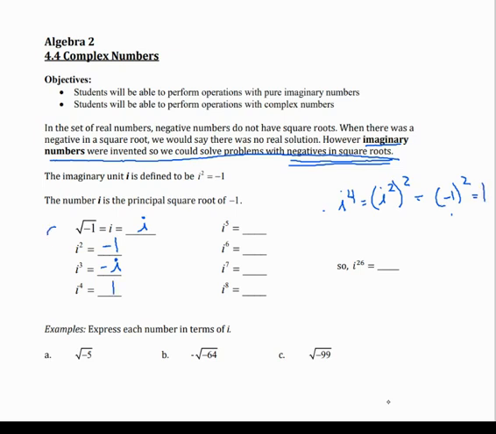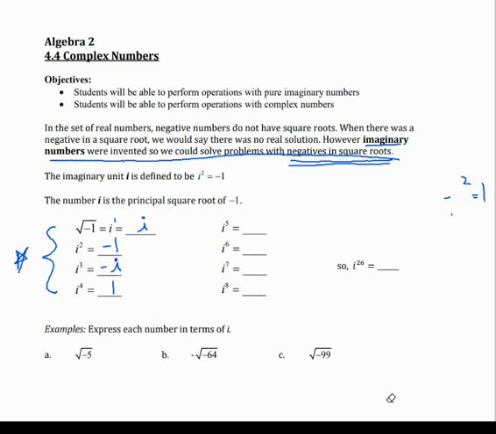These four you want to have memorized. i to the first is simply i. i squared is -1. i to the third is -i, and i to the fourth is 1, based on the fact that i is the square root of -1.